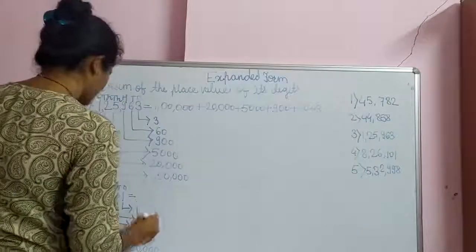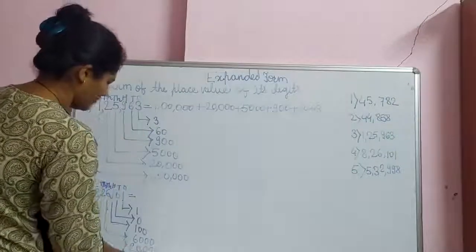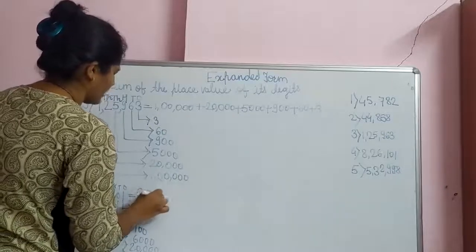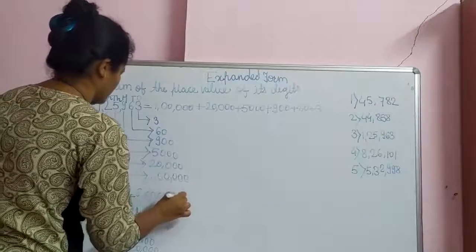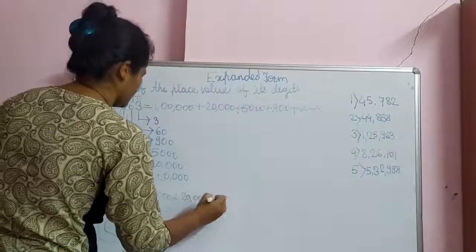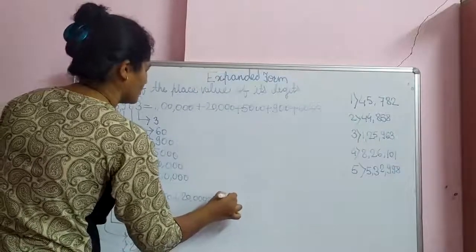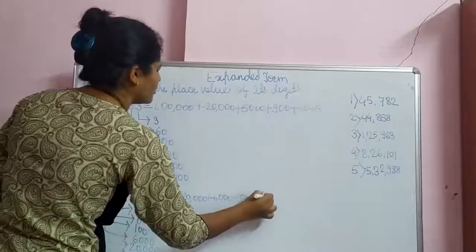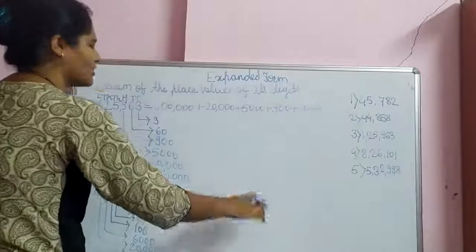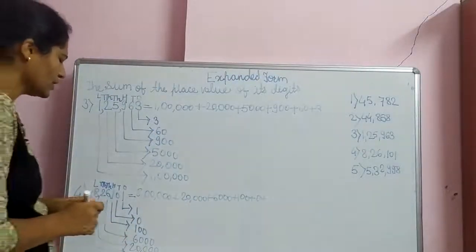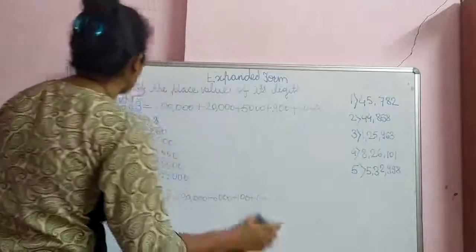So what is the expansion of it? We write the sum of this. So 8 lakh plus 20,000 plus 6,000 plus 100 plus 0 plus 1. If we write 0, okay. If we do not write it, then also okay, no problem. So now we will see our last example.